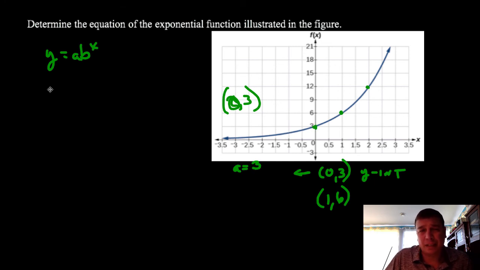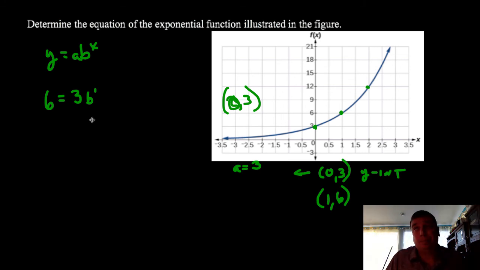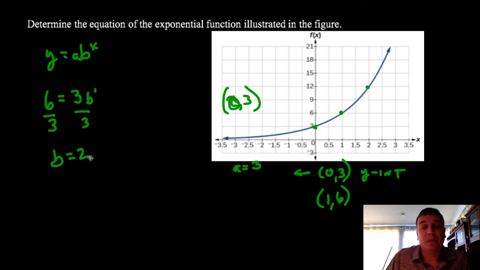Now it's actually a little bit easier because I just take the (1, 6), meaning 6 for the y, 1 for the x. So I have 6 is equal to 3 b to the first power. Well, b to the first power is just b. So I divide both sides by 3, and I get that b is 2. All right, so this means then y equals, a is 3, times b is 2, to the x.